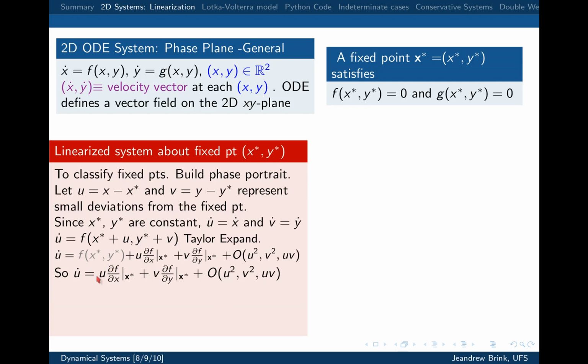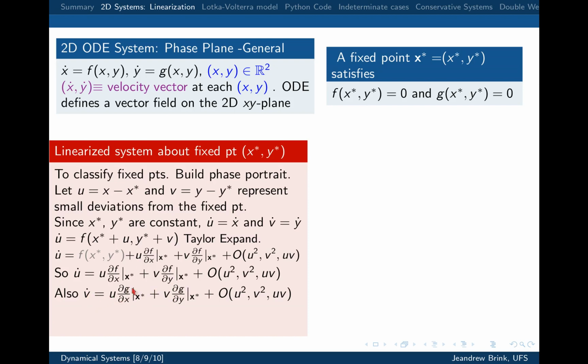The linearized system argues that you're not very far from the fixed point at all, so the higher-order terms are small, and the main part of the system is affected by the linear terms. So instead of solving the full system, we simply solve this system. You must know that the derivative of f with respect to x and the derivative of f with respect to y evaluated at the fixed point are constants. You can do exactly the same thing for v dot, except that you've now replaced f with g.